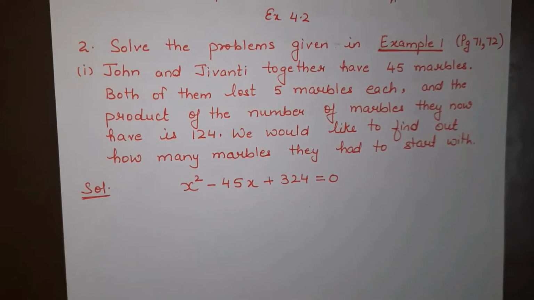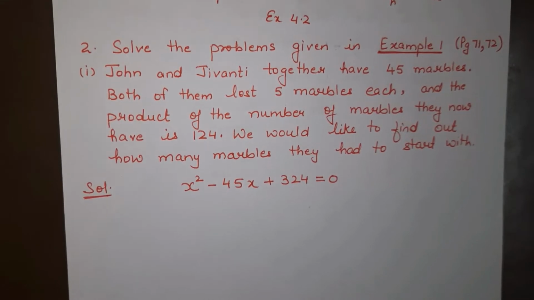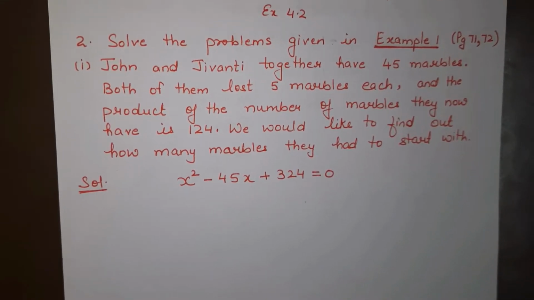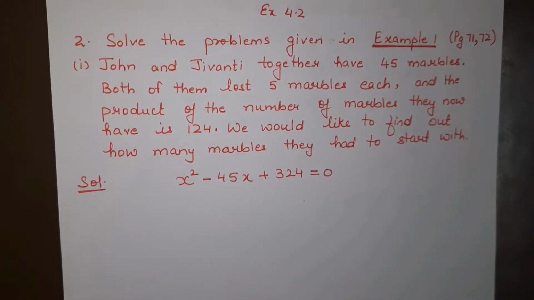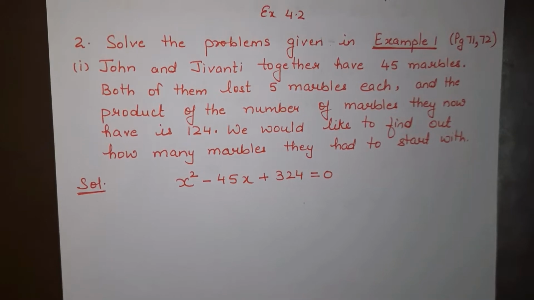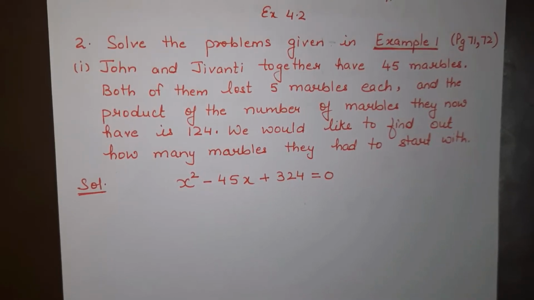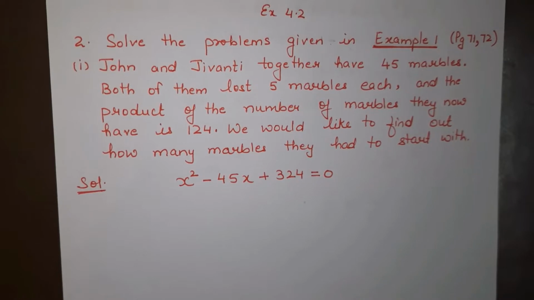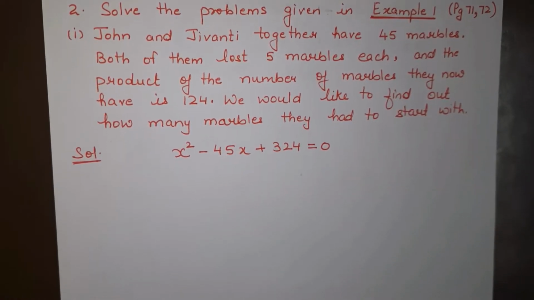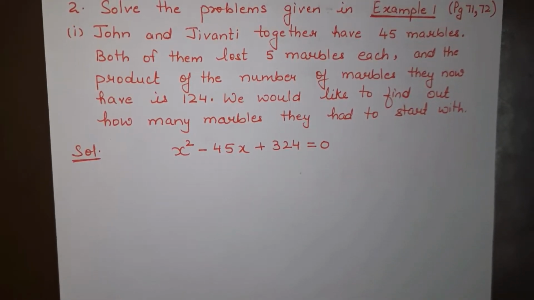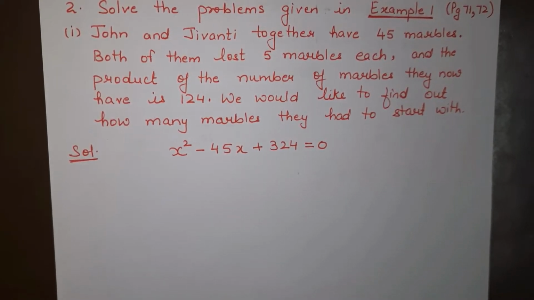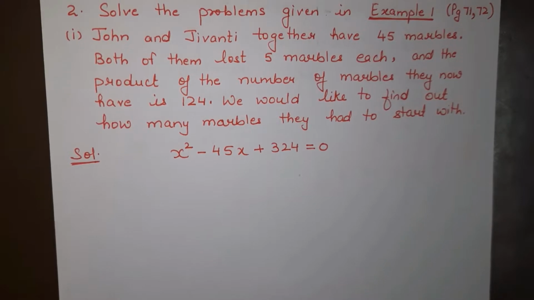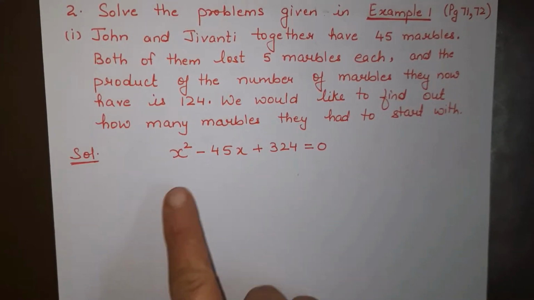Now example 1 is given on page numbers 71 and 72 of your book and it has two parts. So let us see the first part. John and Jivanti together have 45 marbles. Both of them lost 5 marbles each and the product of the number of marbles they now have is 124. We would like to find out how many marbles they had to start with. Now in your book this problem is solved and they have formed this equation.